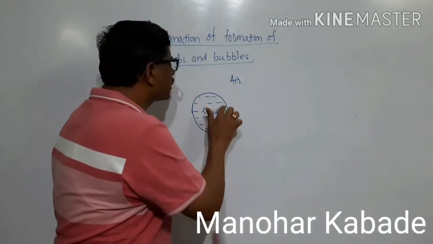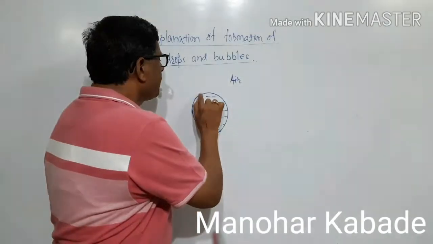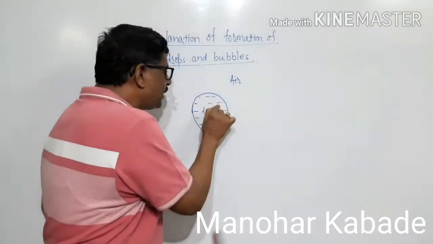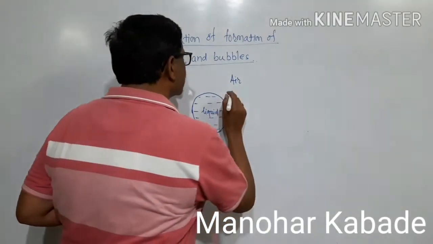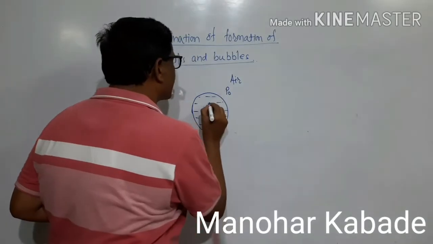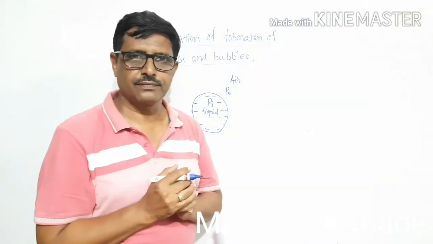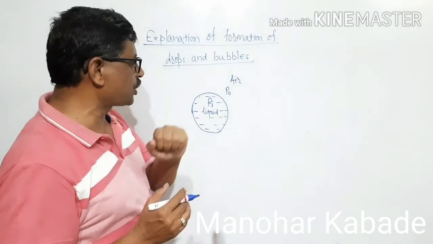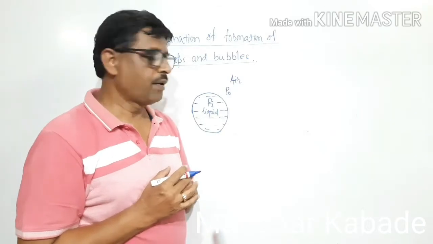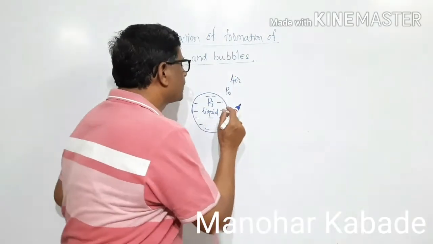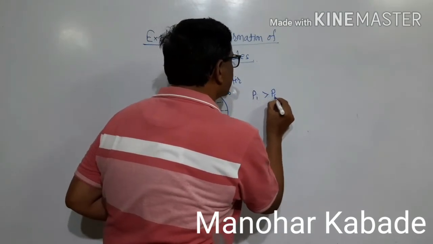This is the concave side of the liquid. The pressure on the concave side of the liquid is more than that on the convex side. Now, the outside pressure is the atmospheric pressure, and I will represent the inside pressure as Pi and the outside pressure as Po. Pressure on the concave side is more, therefore obviously pressure inside is greater than pressure outside.